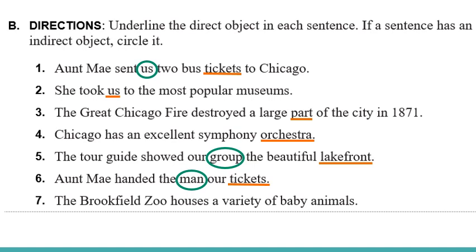Number 7. The Brookfield Zoo houses a variety of baby animals. Zoo is my subject. Houses is my verb. What do they house? Baby animals. Animals is my direct object.